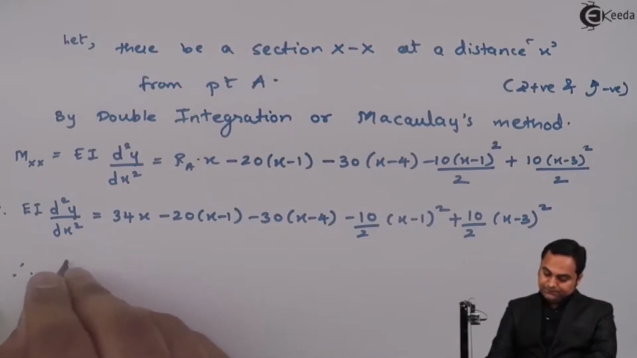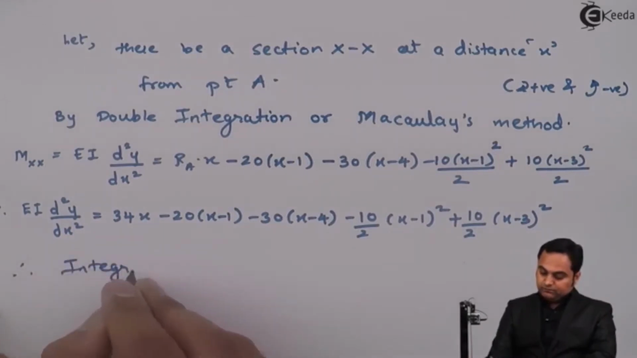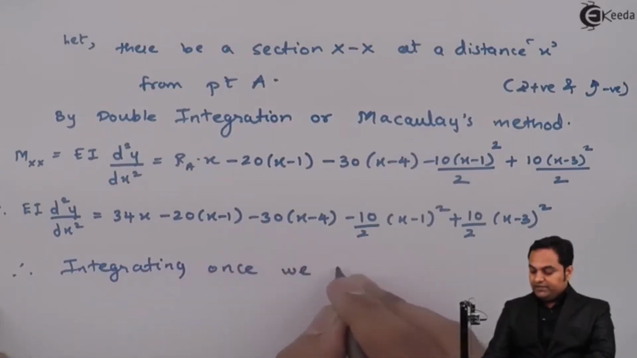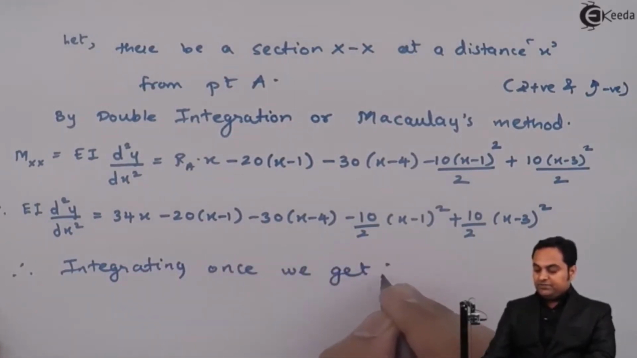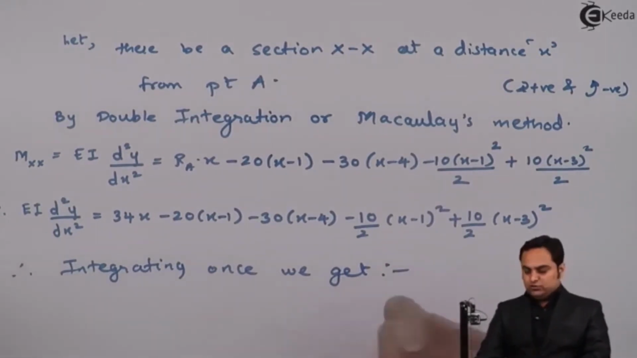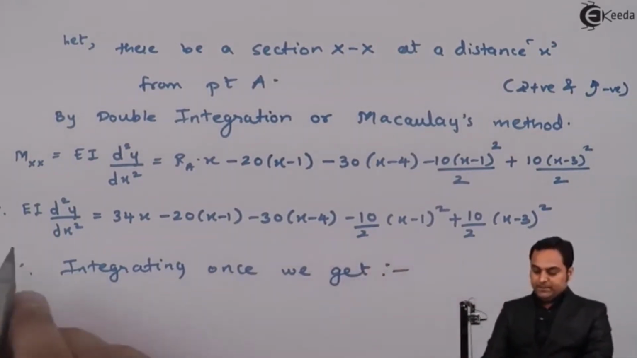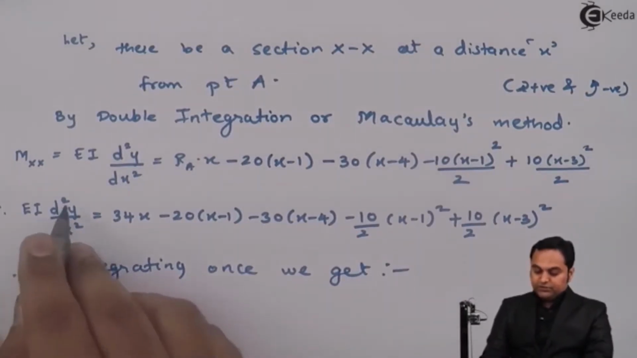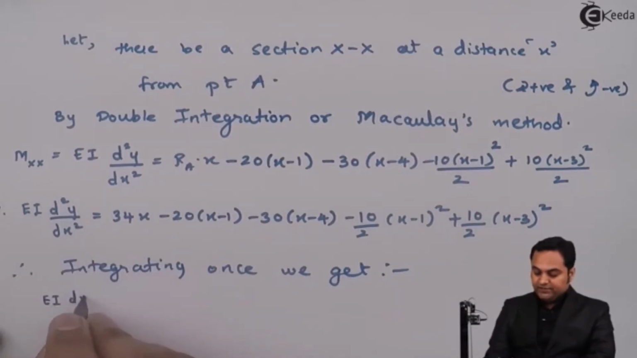So therefore, integrating once, we get, because it is the double integration method, so we have to go on integrating it. We will integrate it twice. So first I am integrating it for the first time. So EI will remain as it is because it is constant. D square y by dx square will become dy by dx.